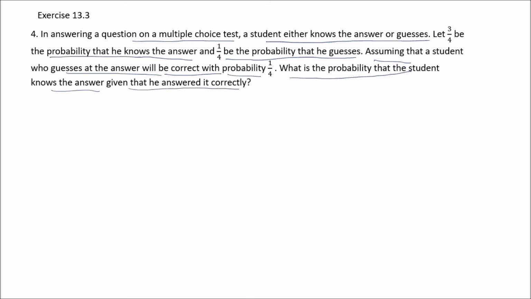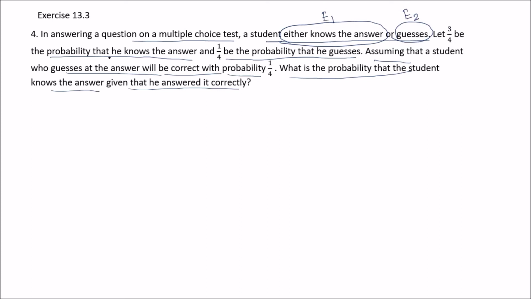So when this type of question comes, first you read the question very carefully, very sincerely, till you understand it. So there is a multiple choice test. A student either knows the answer or he guesses the answer. After knowing and guessing, now he is going for doing correct. So first, these are the prior probabilities, we say what happened first. So that is your E1, E2.